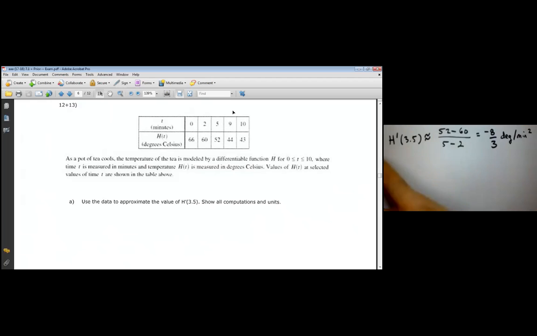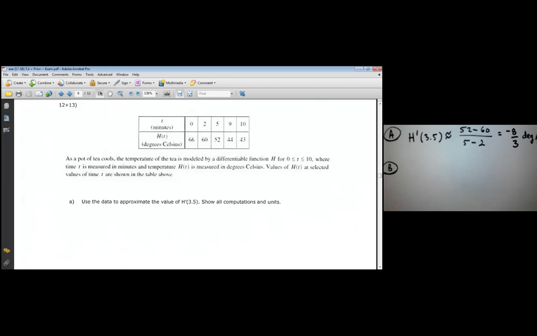If I did my work all on the same line, but then I went back and rewrote the answer, should I start writing the answer at the beginning and then show the work in the middle and finalize it at the end, or can I just rewrite h prime of 3.5 is approximately equal to negative 8/3? I don't think it's going to make a difference. As long as everything you have is correct, it shouldn't make a difference. Great, thank you. Mm-hmm.